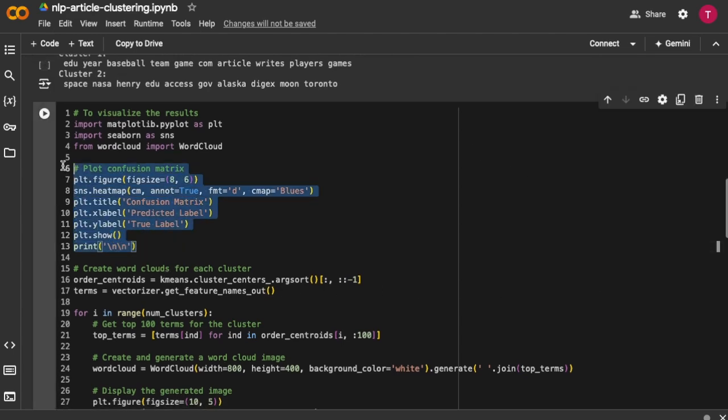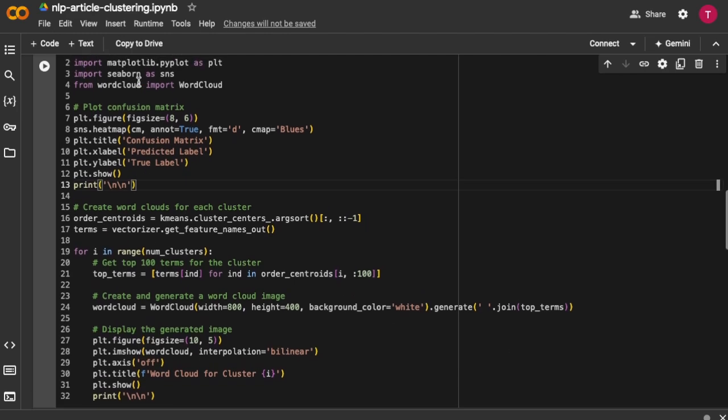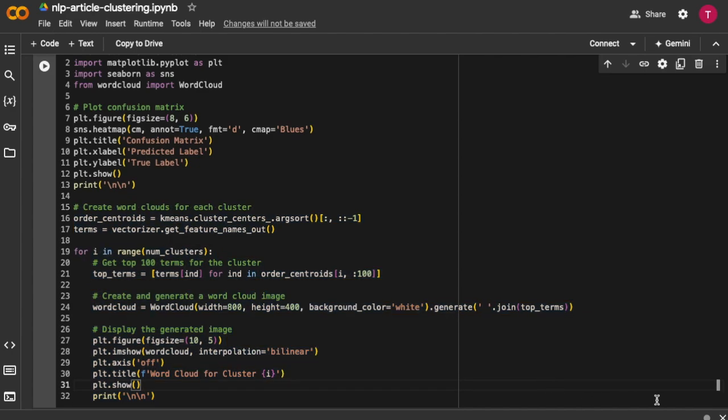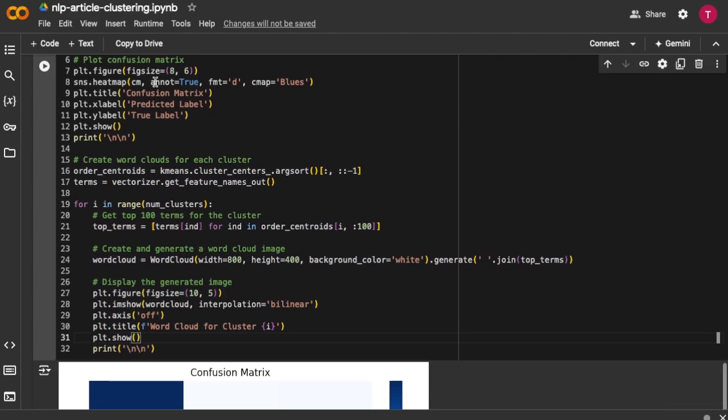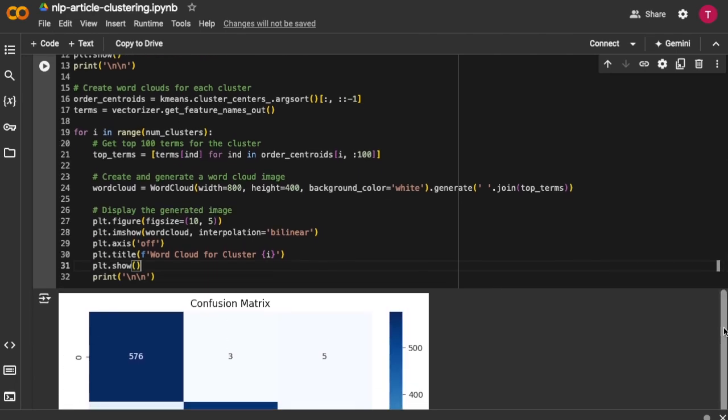So first I plot the confusion matrix using a heat map from Seaborn. This code snippet uses matplotlib along with heat map to plot a confusion matrix. And the next code snippet uses word cloud along with matplotlib to create a word cloud for each of the clusters. We'll look at the output of that. So you can run this directly again by running the cell after, of course, you've run the top cell. And we see the confusion matrix here.